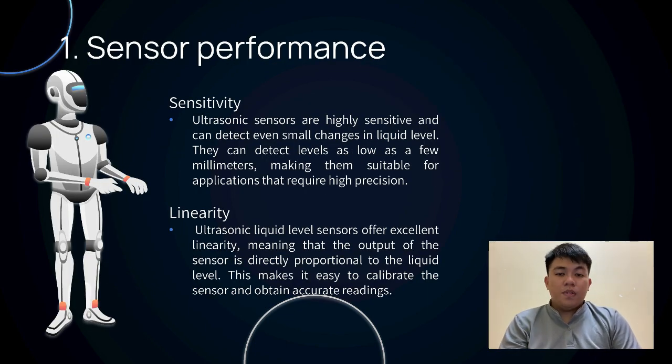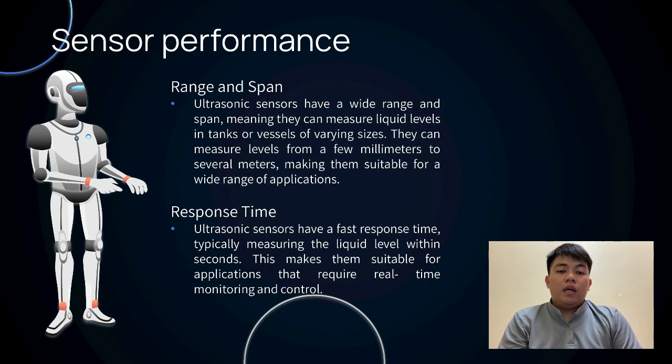For the sensor performance, the sensitivity of the sensor is high, and it can detect small changes in liquid level. They can detect a level as low as a few millimeters. The sensors also offer excellent linearity, meaning that the output of the sensor is directly proportional to the liquid level. The sensor has a wide range and span, meaning that they can measure liquid level in tanks or vessels of varying sizes. They can measure level from a few millimeters to several meters.